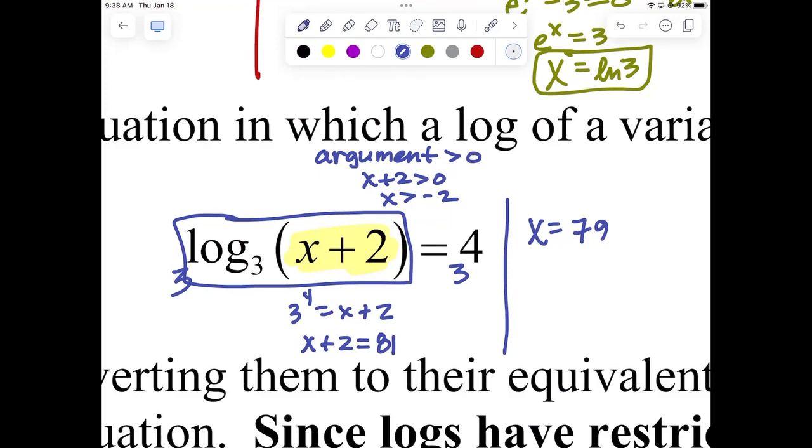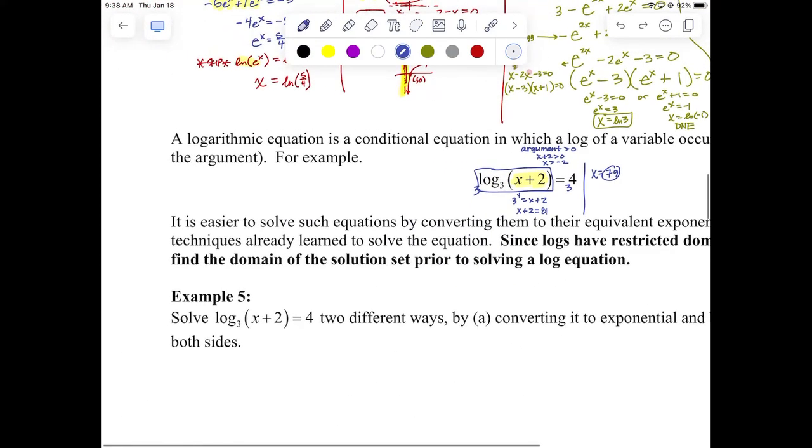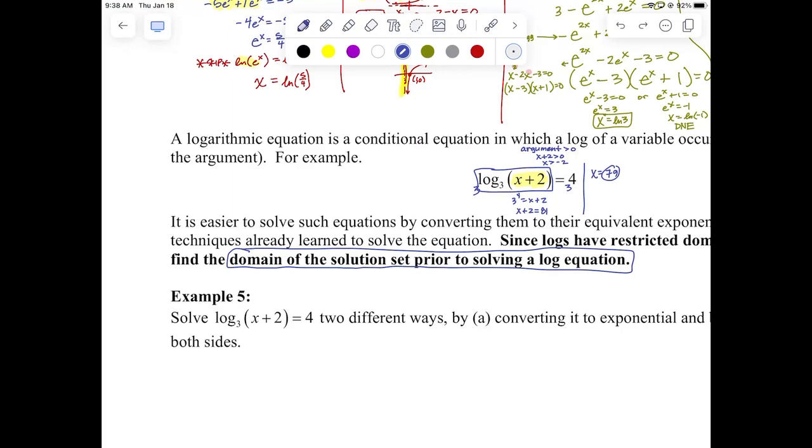Yeah. Now you can either do it that way, or you can try out your answer. Plug it in. What's 79 plus 2? 81. Is 81 positive? Yeah. So there's two ways to try out your answers, but we have to be a little bit more careful with log equations because they have domain restrictions. Okay. So that's what we're going to do. We're going to find the domain of the equation prior to solving the equation. We're going to solve it after we find the domain.